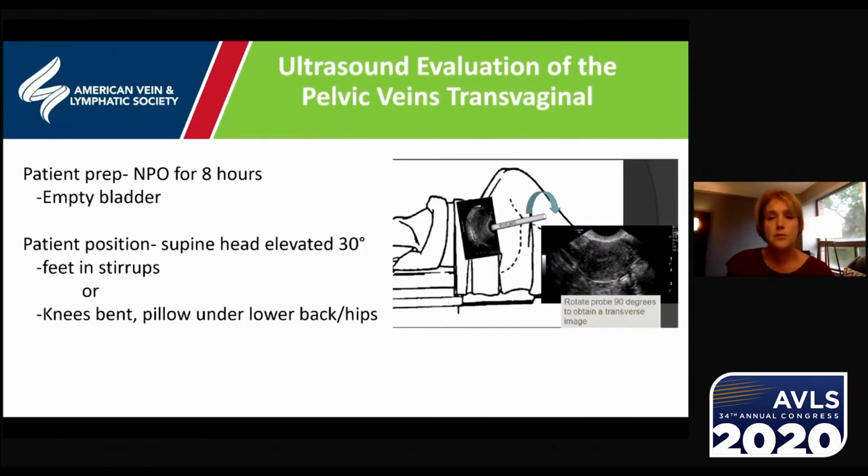So now we'll move on to the transvaginal portion of this. Patient prep is the same as far as NPO for 8 hours. The nice part is they do not have to have a full bladder. The patient is lying down with their feet in stirrups. I've never had stirrups on my exam table, so I just have them bend their knees and put a pillow under their hip or lower back, and it tilts the pelvis nicely for you.